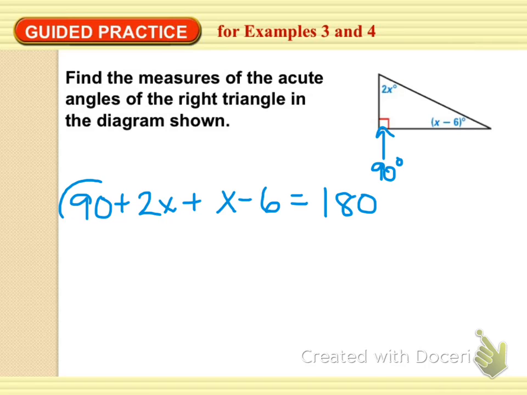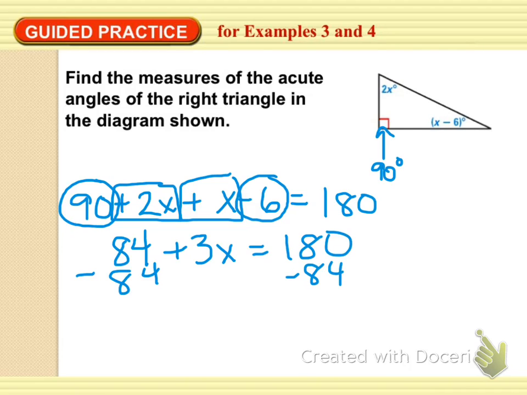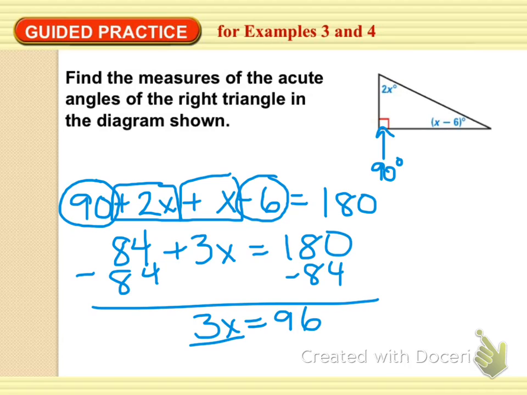I'll go through and combine like terms, okay? Make sure you keep that -6 with that term so that we know that we're taking 90 plus -6 and getting 84, 2 plus 1 and getting 3, it's positive 3x, equal to 180. So if we subtract 84 from both sides, we end up with 3x equal to 96, and divide by 3.